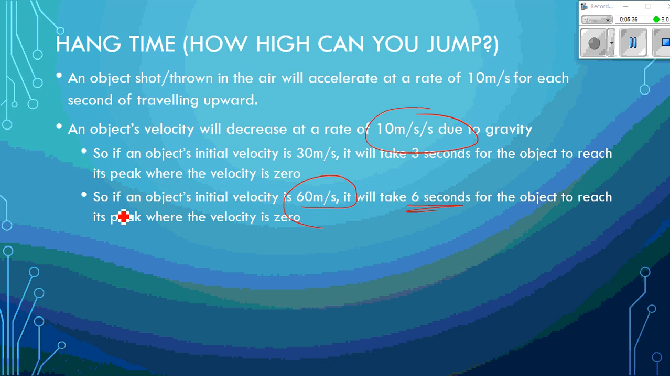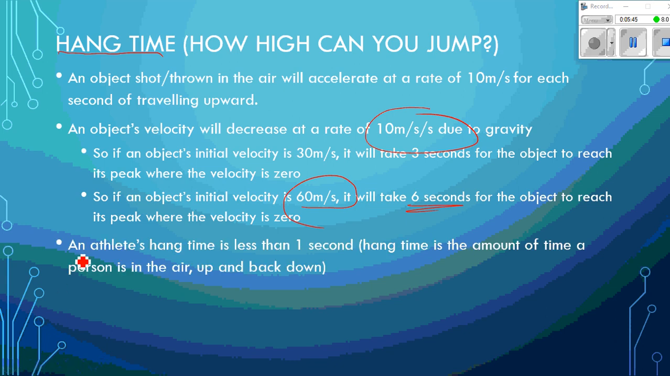So this is what hang time is all about. It's about jumping straight up and getting to the top. An athlete's hang time is less than 1 second. Now, I don't know why it says it's less than 1 second, but we'll calculate it to see. In some of the example problems, I think I have more than 1 second, so we'll have to just think that it's a superhero doing jumps.